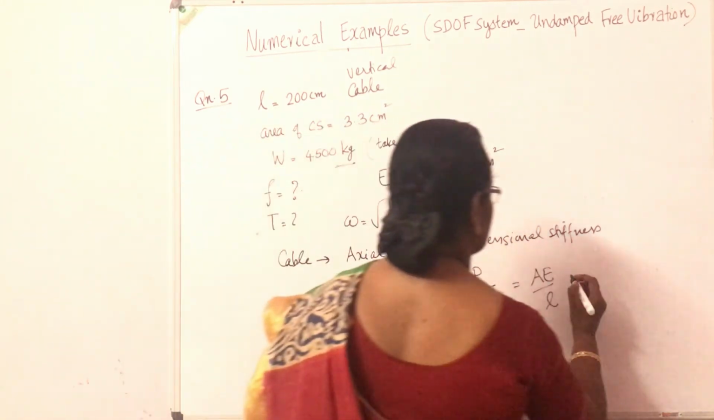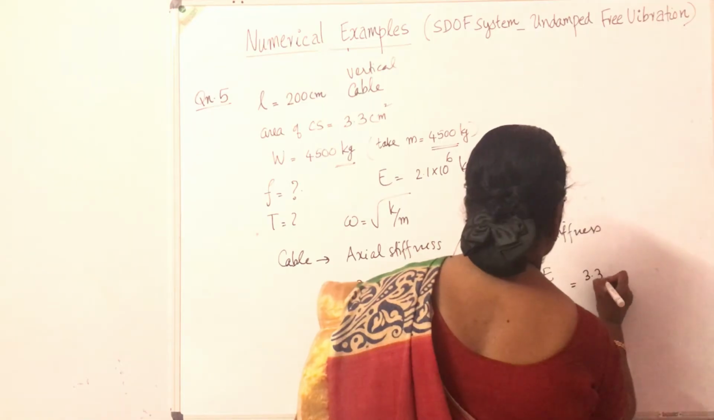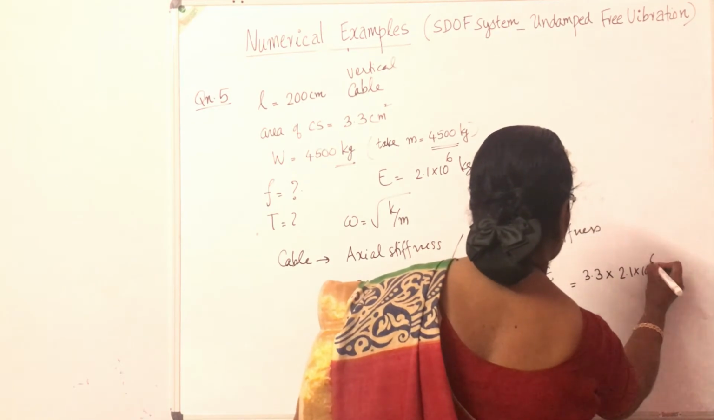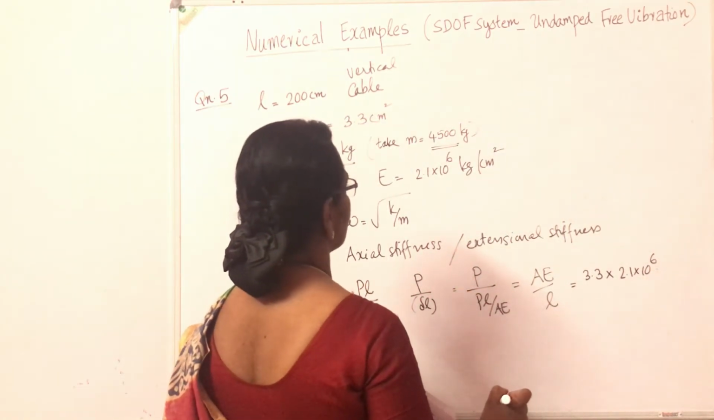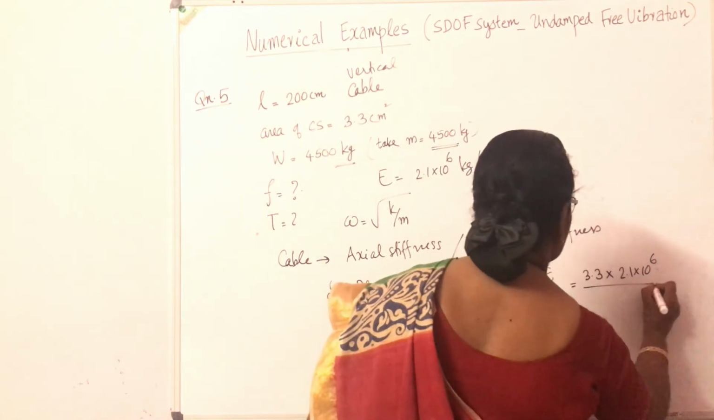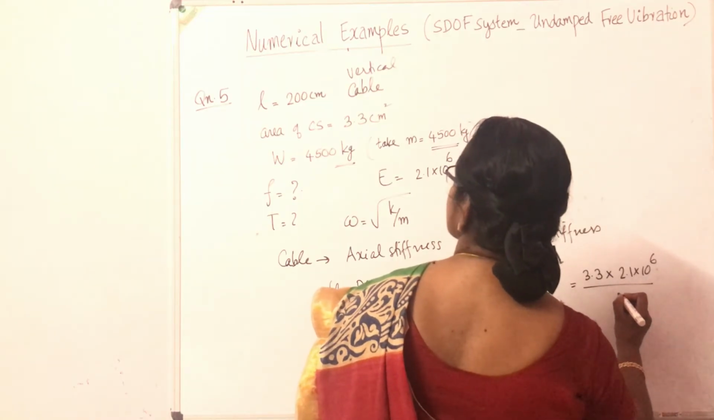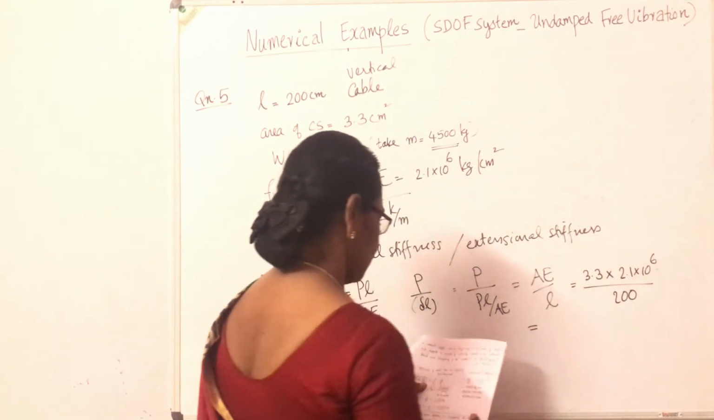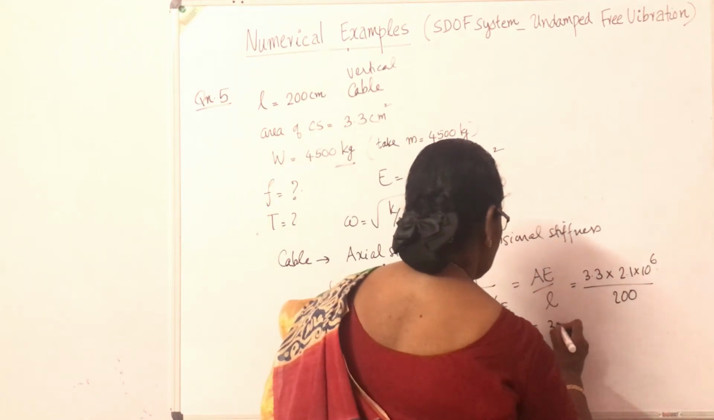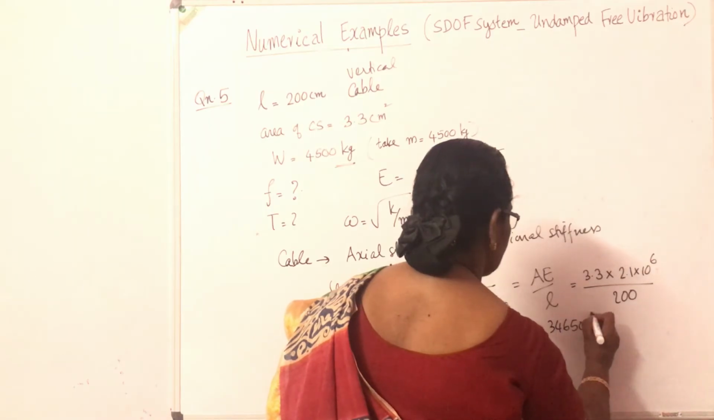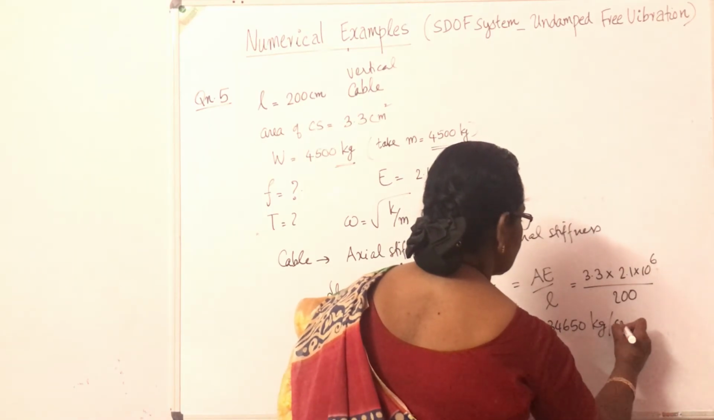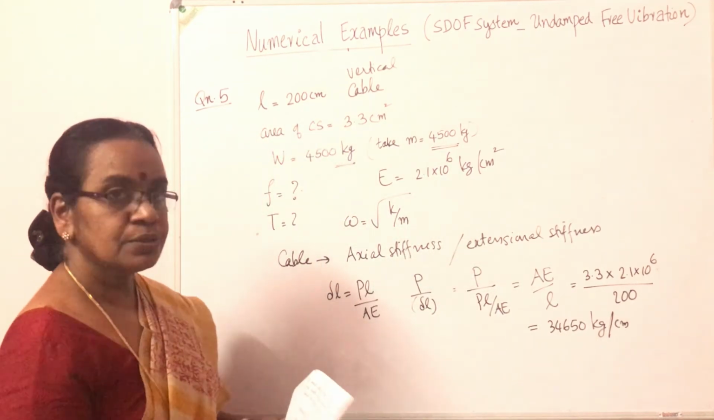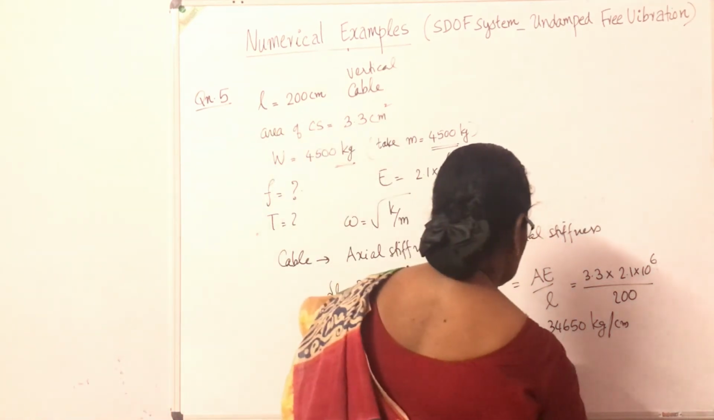Everything is given. Area is given as 3.3 centimeter square. Modulus of elasticity is given in kilogram per centimeter square. So 2.1 into 10 raised to 6 kilogram per centimeter square divided by the length. The length of the cable is 200 centimeter. So you will get the stiffness of the cable as 34650 kilogram per centimeter. You convert it into Newton per meter.